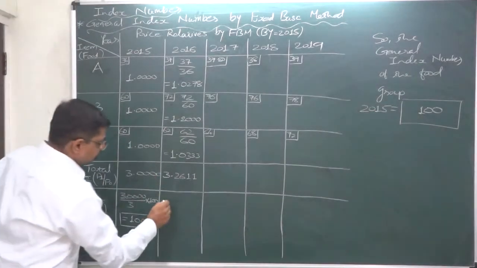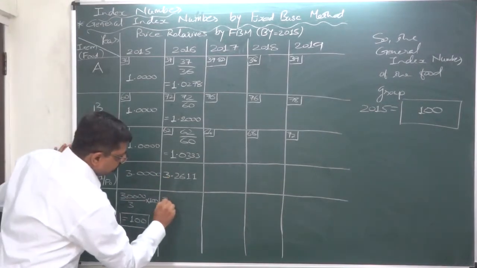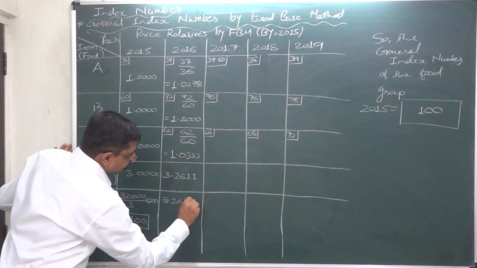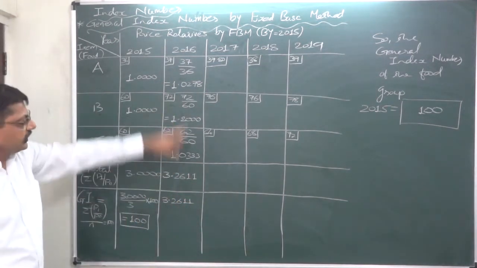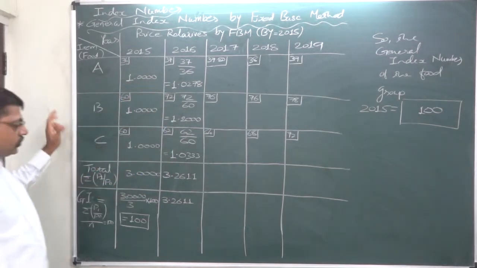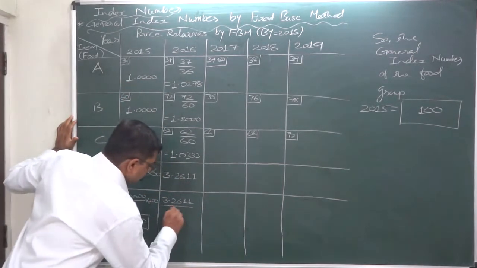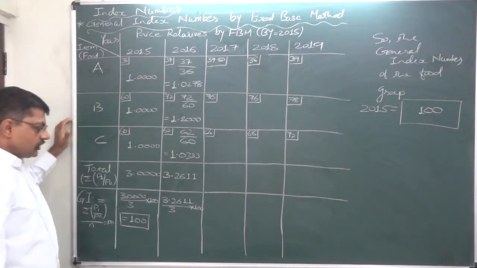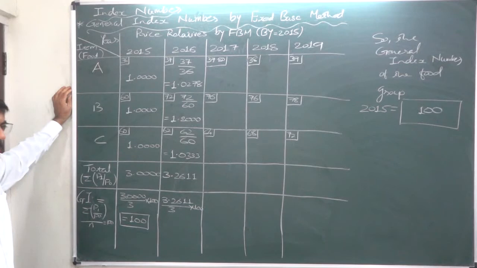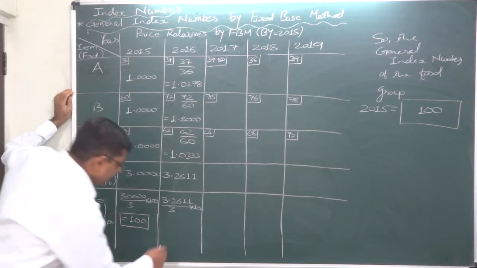For 2016 the general price index number will be 3.2611. That is summation of price relatives of all the items in this group divided by number of items, that is 3 here, multiplied by 100 to get the percentage. So 3.2611 divided by 3 into 100 comes to 108.7.